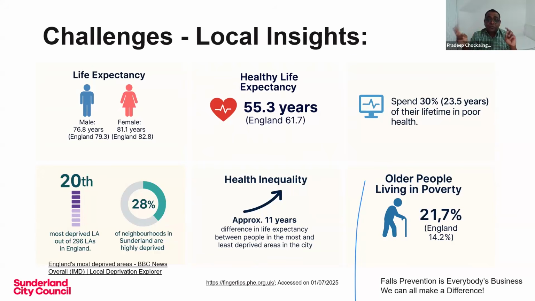If I take two postcodes, sometimes only half a mile apart, one very highly affluent area and the other the least affluent, a deprived area, people who live in the deprived area will die 11 years younger. So that is the current problem.